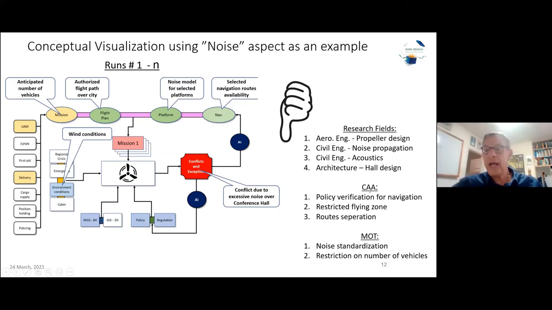We bring the civil aviation authorities. They need to put the policy verification in terms of where do you fly, when do you fly, how many can you fly at the same time, what altitude you fly, is there any restricted flying zone, and so on and so forth, Ministry of Transportation, the municipality, and so on.